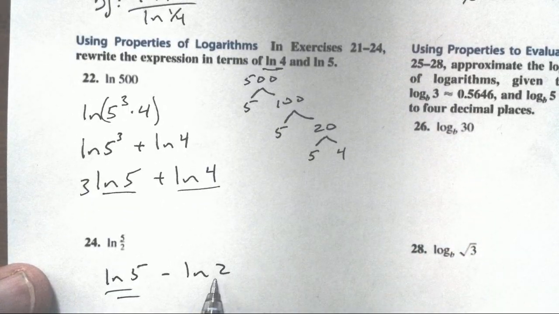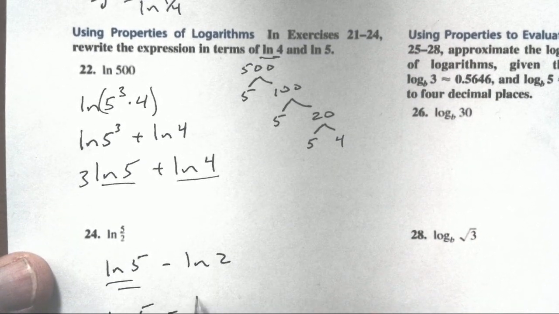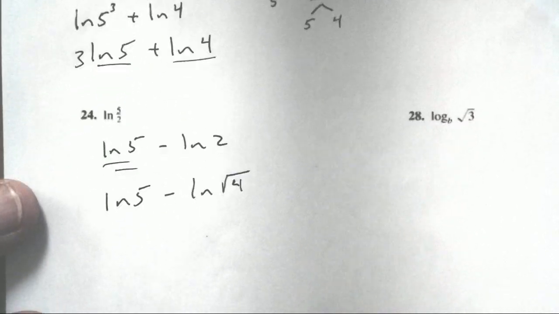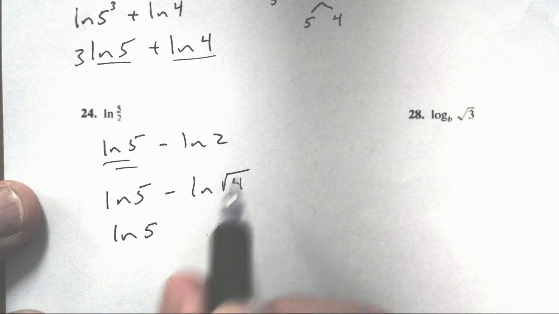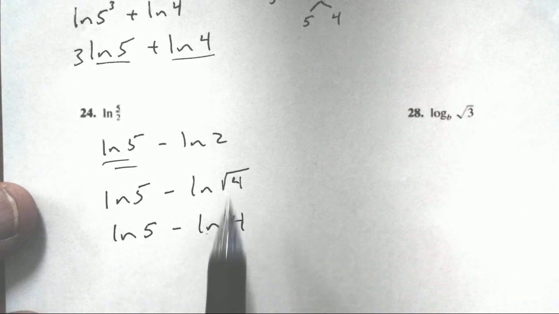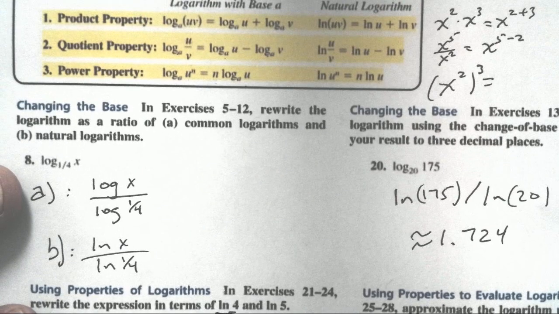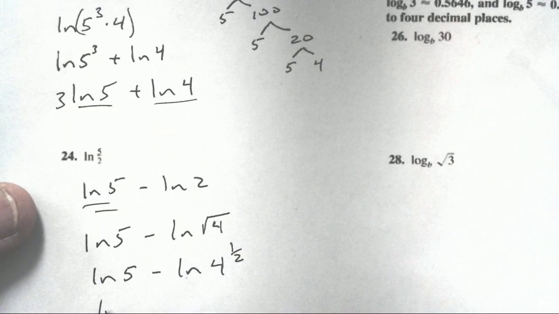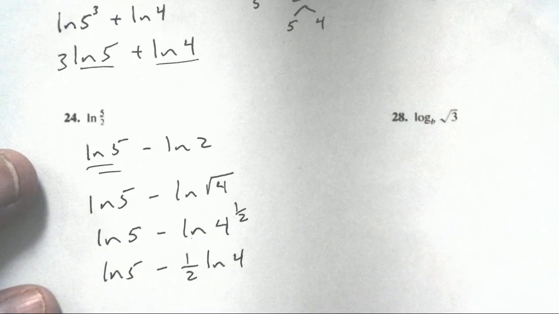But ln 2, well, in terms of 4, I could think of that as ln square root of 4. And ln square root of 4, when we're using logarithms and radicals, we would much prefer those to be written as exponents. And this is to the 1/2 power. And now rule 3 allows me to pull that exponent out in front. So I get ln 5 minus 1/2 ln 4.